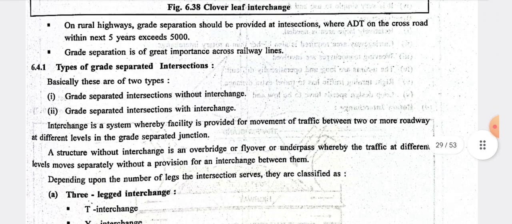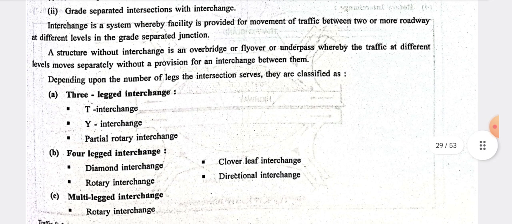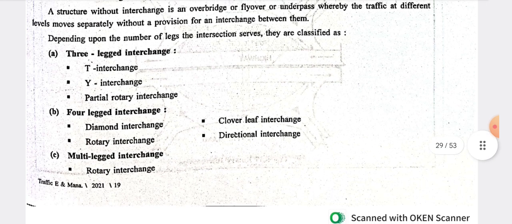Now here are some types of grade separated intersection. The first is a grade separated intersection without interchange, and the second is a grade separated intersection with interchange. Interchange is the system whereby facility is provided for movement of traffic between two or more roadways at a different level in a grade separated junction. A structure without interchange, an overbridge, flyover or underpass, is one where traffic at different levels moves separately without provision for interchange between them.